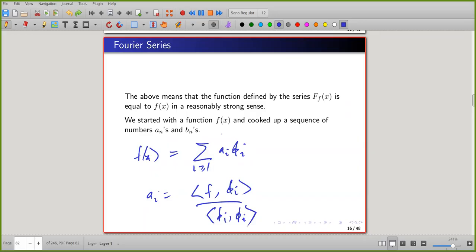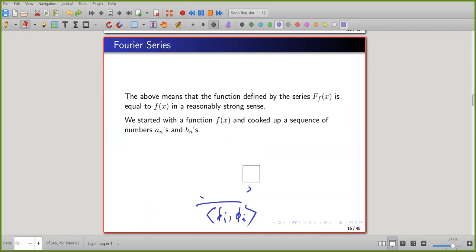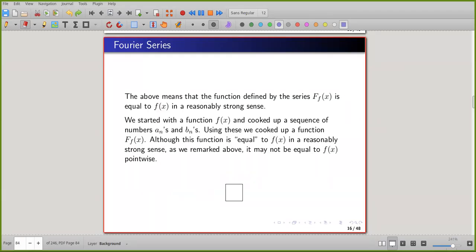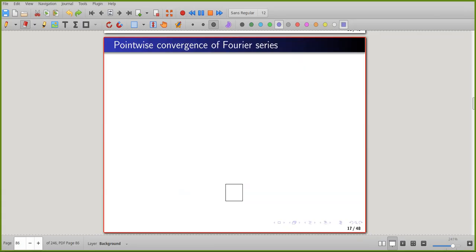So the theorem: we started with the function and cooked up this sequence of numbers a_n's and b_n's, and using these numbers we cooked up another function, a series. And although this series is equal to f of x in a reasonably strong sense, it may not be equal to f of x pointwise. This is a theme which we have encountered again and again. And we now make some remarks about when the series will be equal to f of x pointwise.